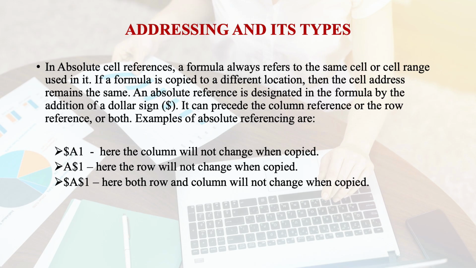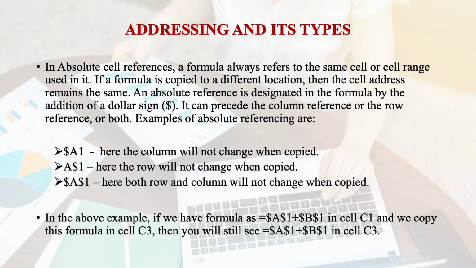But if I want to freeze both the row and the column, then I am supposed to prefix the row component and the column component with the dollar. That means the formula should now be $A$1. So the position of the A1 component is frozen. If I copy this reference to multiple cells, A1 will be referred to in all instances. It will not be changed to A2, A3, A4 and so on.